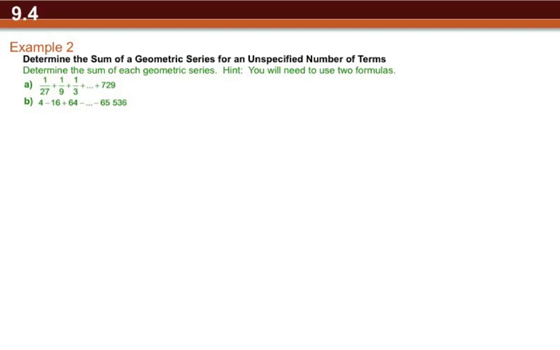So we're still being asked to find the sum of a geometric series, except now what's missing is we don't know how many terms are actually in the series. That's why we have the hint that we'll need to use two formulas. The first thing we need to do is to find n. So we need to actually go back to the geometric sequence formula.